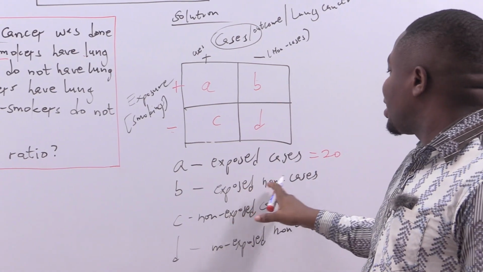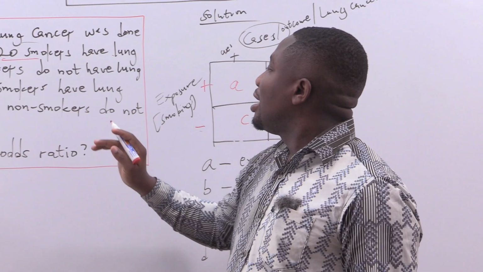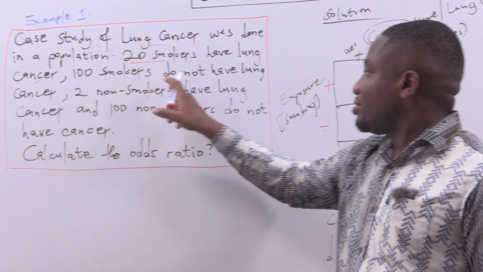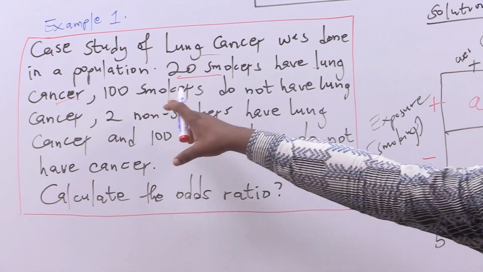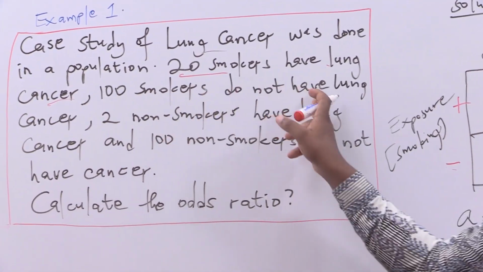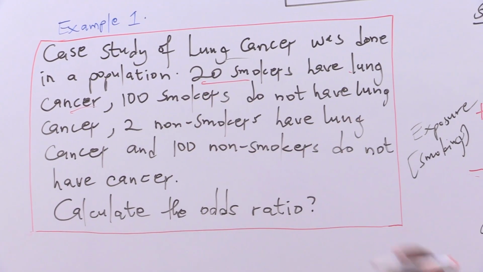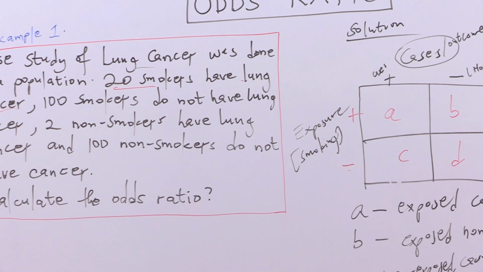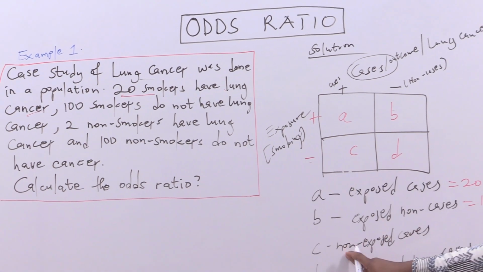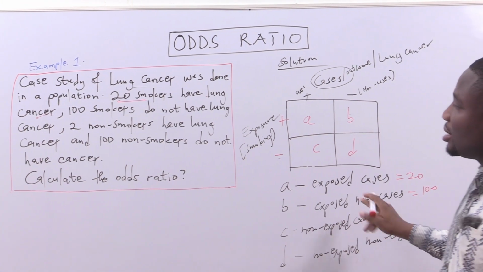The next one, exposed non-cases. Here, 100 smokers do not have lung cancer. It means they have been smoking, but they did not develop the case. Meaning that they are exposed, but they do not have the case. So that becomes exposed non-cases. So our B will be equal to 100. Then we go to the next one, which is C, non-exposed cases.